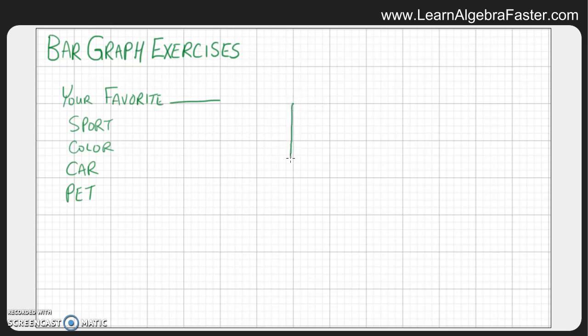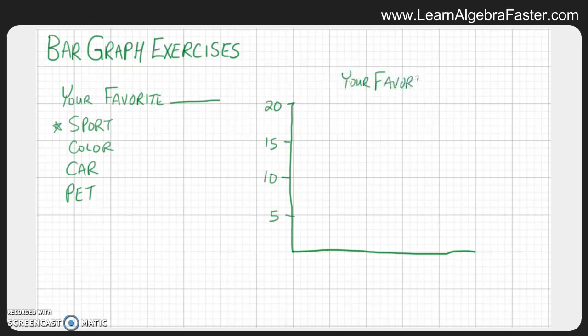So let's go ahead and draw some blank axes. And let's go ahead and start making a bar graph. Let's just take the first one here, and let's say that the group of people that you have, let's say that you have a total of 20 people. So we've talked about the title of this graph. I'll go ahead and write it up here. So your favorite sport, that's the title.